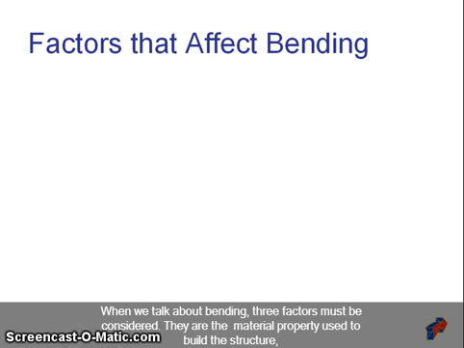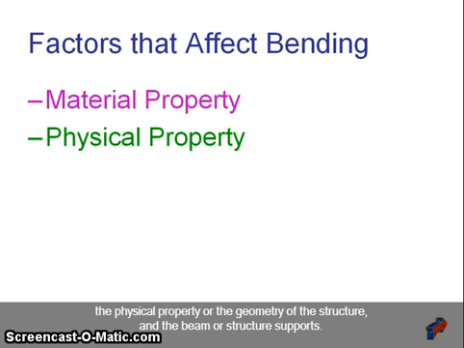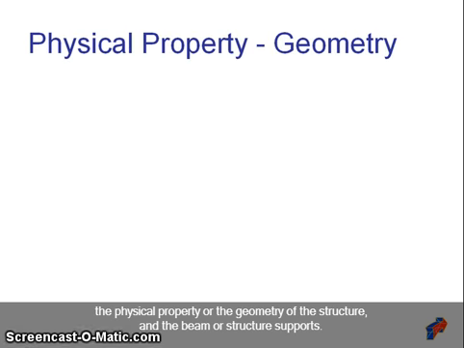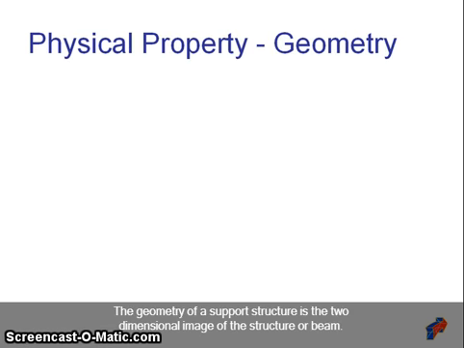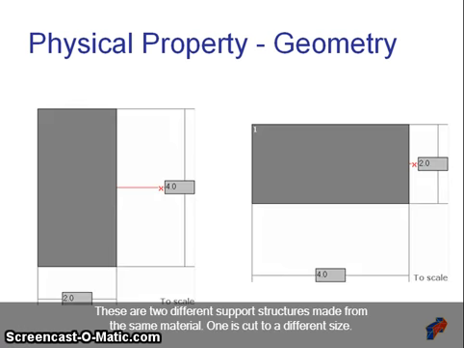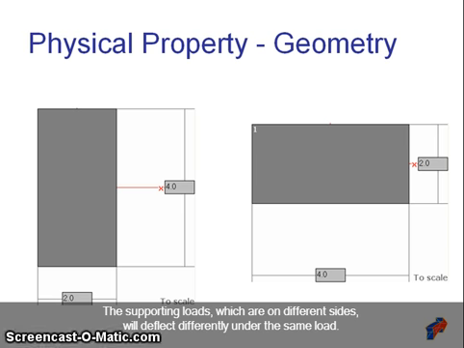When we talk about bending, three factors must be considered. They are the material property used to build the structure, the physical property or the geometry of the structure, and what the beam or structure supports. The geometry of a support structure is the two-dimensional image of the structure or beam. These are two different support structures made from the same material. One is cut to a different size. The supporting loads, which are on different sides, will deflect differently under the same load.